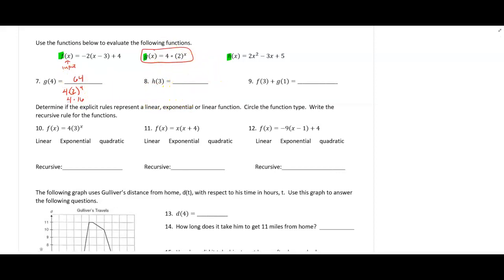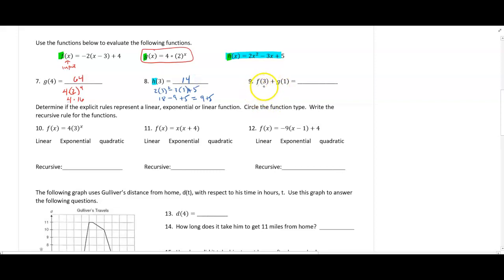Now, h of 3, since I'm using function h, I'm going to use this function, and everywhere I see an x, I'm going to replace it with the 3. So 2 times 3 squared minus 3 times 3 plus 5. So this is going to give me 9 times 2, which is 18, minus 9 plus 5. 18 minus 9 is 9, and 9 plus 5 will give you 14.